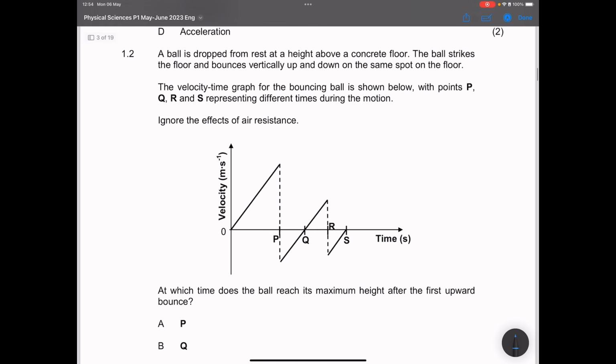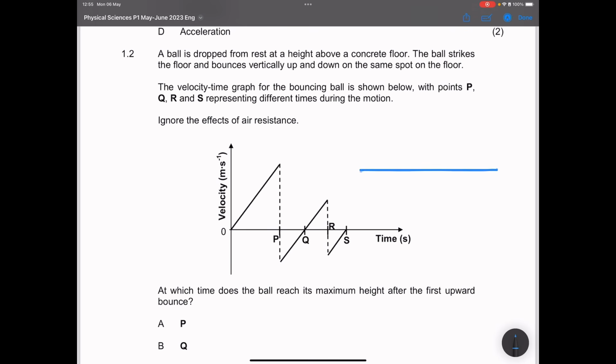Question 1.2 says, a ball is dropped from rest at a height above a concrete floor. They say the ball strikes the floor and bounces vertically up and down on the same spot of the floor. I want us to discuss, first of all, what would be happening on this ball. They say the velocity time graph for the bouncing ball is shown below, with points P, Q, R, and S representing different times during the motion.